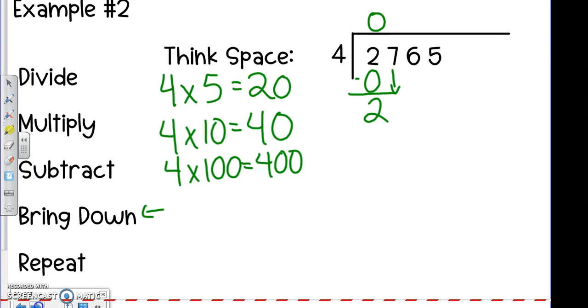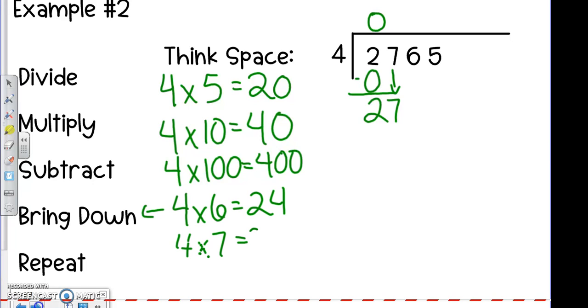So we bring our 7 down, and now we ask ourselves, how many groups of 4 can I make within 27? Or how many times can 4 go into 27? I have some multiplication facts to the side. 4 times 5 is 20. Can we go up some more? 4 times 6 is 24. Can we go up one more? 4 times 7 equals 28. Well, 28 is bigger than 27, so we'll have to go with 4 times 6. So we put our 6 up here, and then we multiply 4 times 6, which is 24.